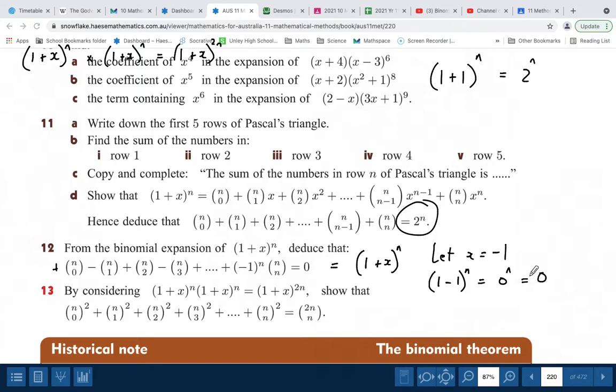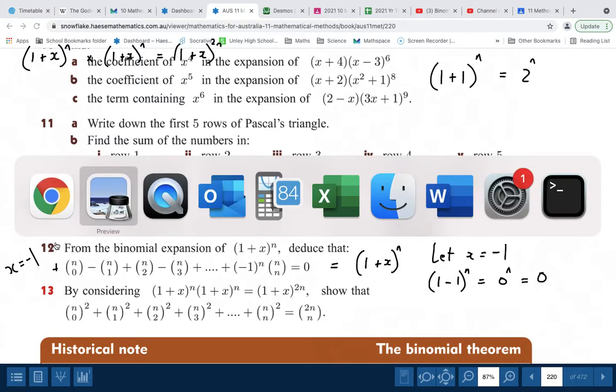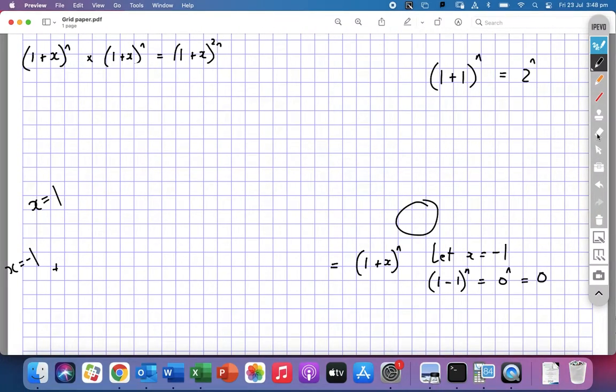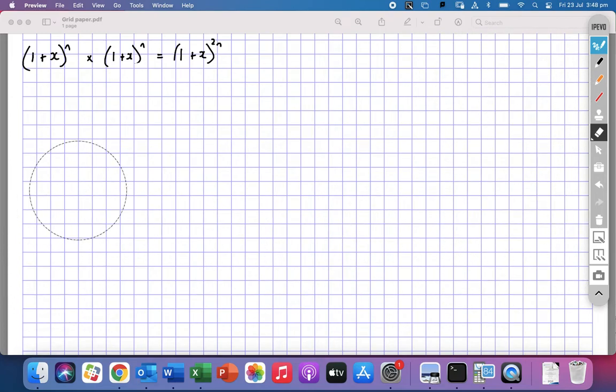So just to reiterate, for 11D, we're saying x equals 1. For 12, we're doing the same thing. We're using 1 plus x to the n, and we're saying let x equal minus 1. Okay. So those ones I think are actually reasonably straightforward. Question 13 is more confusing.